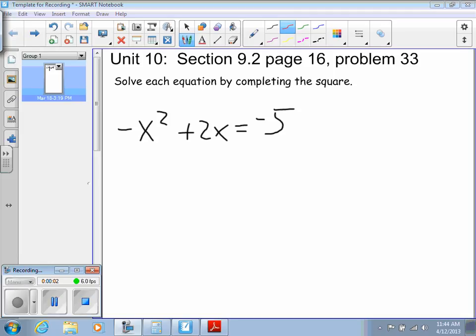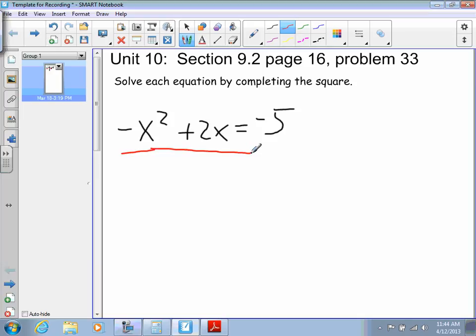Okay, in this case, we already have the terms with the variables on one side and the terms without on the other. Where we have an issue is that we do have a coefficient for our x squared term, and it's a -1. So we deal with this by dividing, and let's just do the whole thing. We divide both sides by -1. And what this does is it just changes all of the signs. So now I'm going to have x squared minus 2x equals +5.